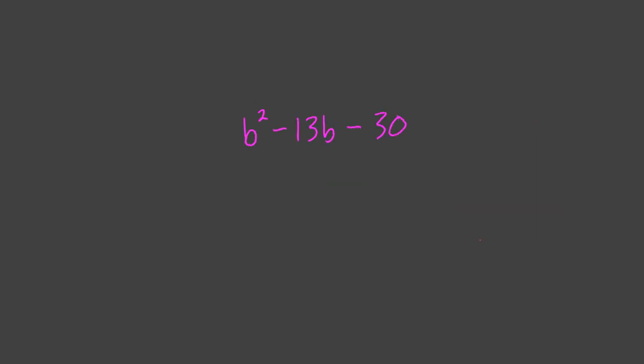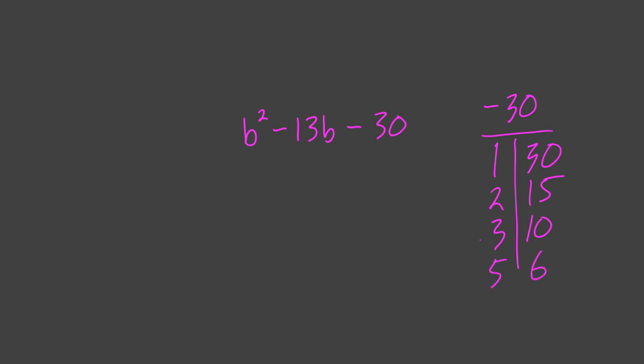b squared minus 13b minus 30. So negative 30. We have 1 and 30, 2 and 15, 3 and 10, 4 no, 5 goes in 6 times. And we are done. So we're looking for a pair that adds up to negative 13, given that one of the factors has to be negative. It looks like negative 15 and positive 2. So b plus 2, b minus 15 would be the factored expression.